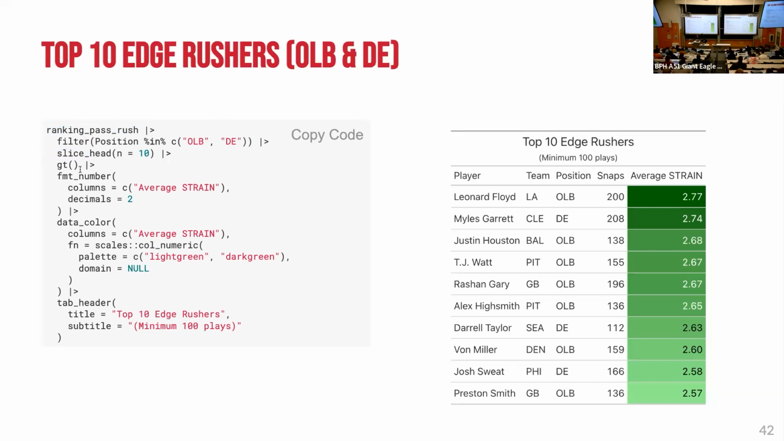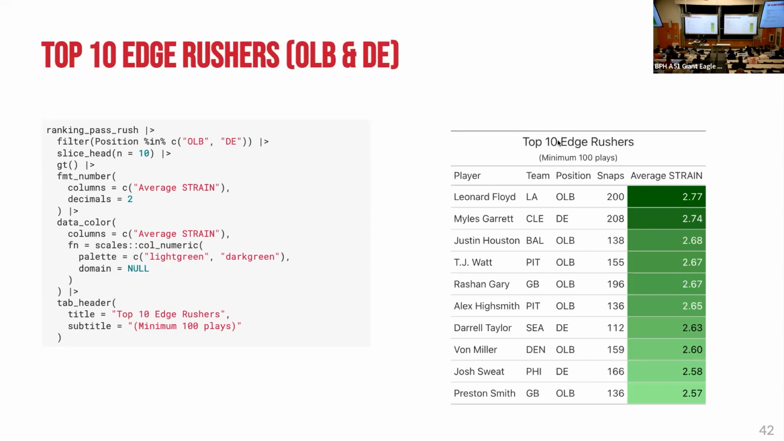And here are some additional formatting options that we can do with GT. Two decimals for average strain. And then here's how you can achieve this color gradient for this average strain column, where I want the palette to range from light green to dark green. And then adding in extra features like title and subtitle to the table.